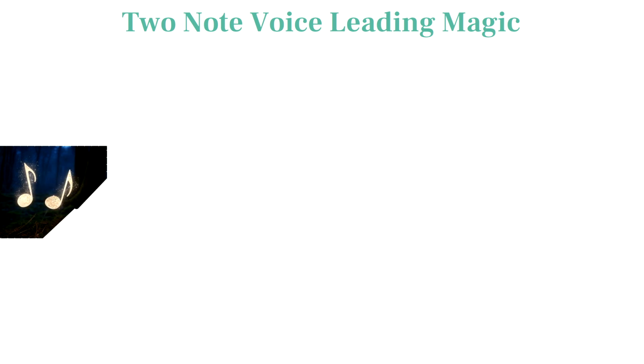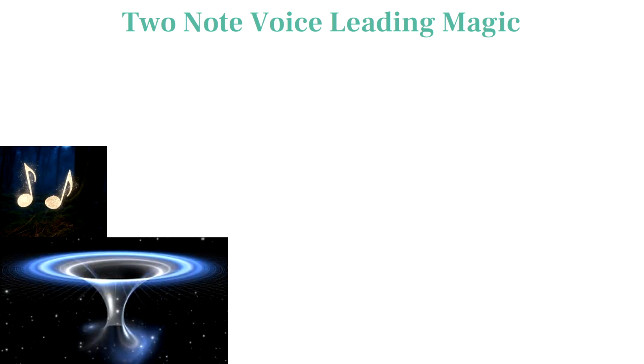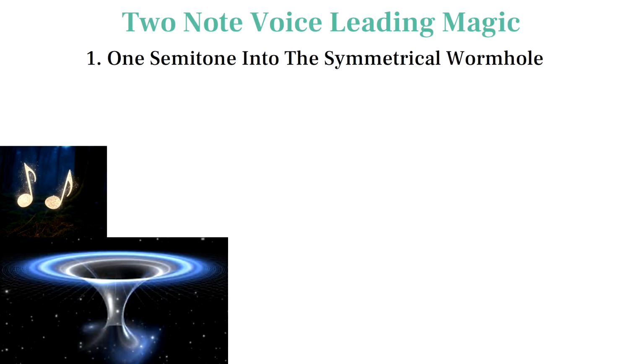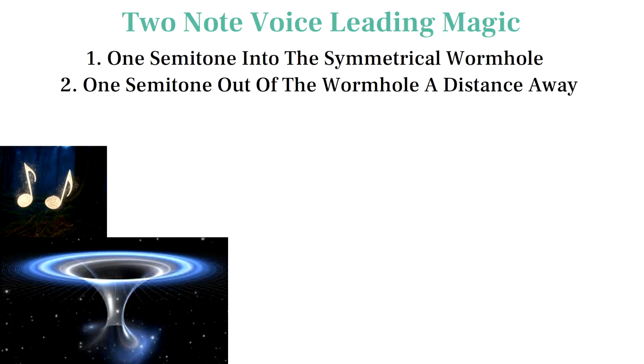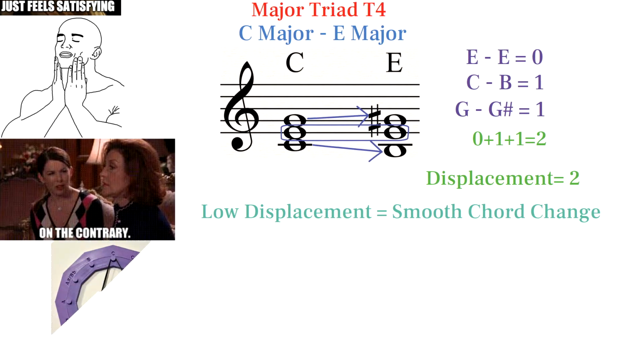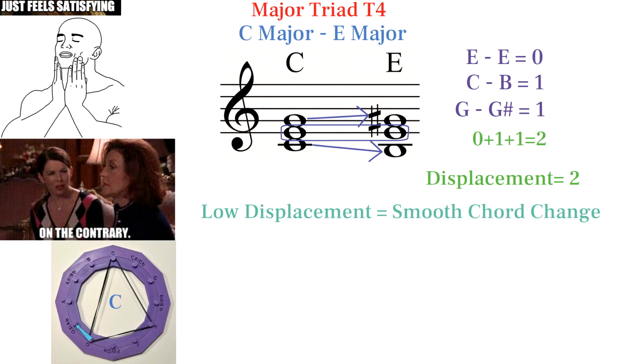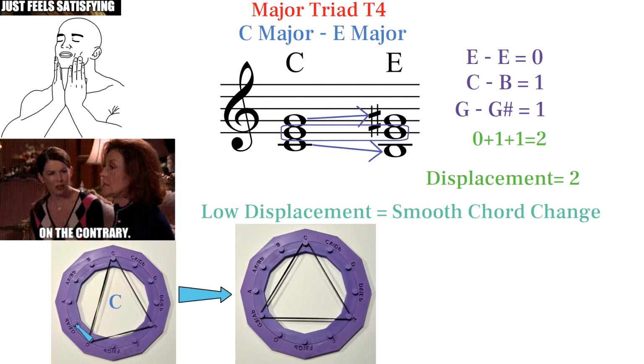Let's nail down exactly how this 2-note voice leading magic works. My metaphor is that symmetrical sets are like wormholes that instantly transport pitches across musical space. We can think of the 2 displacement movement of nearly symmetrical sets as moving 1 semitone into the symmetrical wormhole and 1 semitone out of the wormhole a distance away. Going back to our C major to E major example, G moves up to G sharp, stepping into the symmetrical wormhole of the augmented chord.